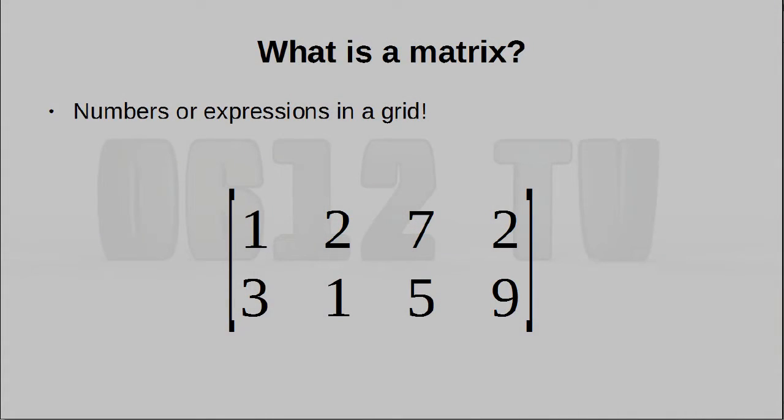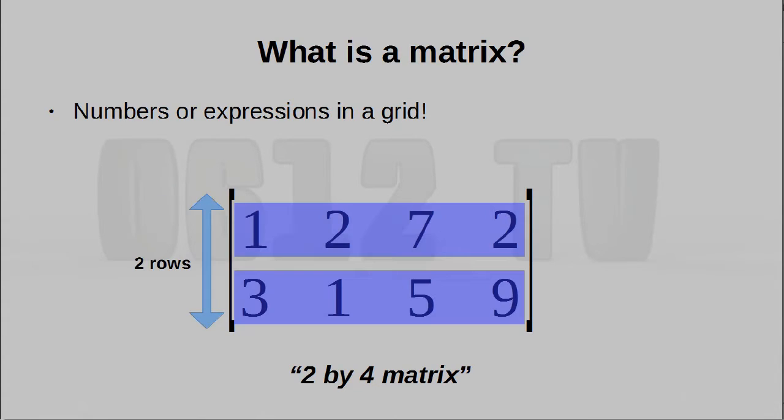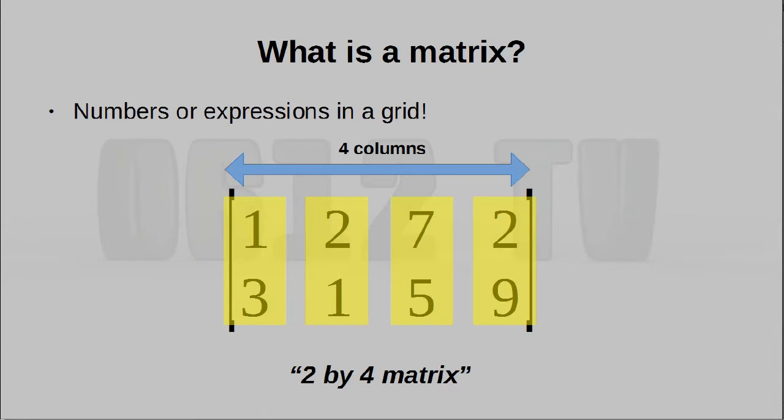So let's start with the most fundamental question, and that is, what is a matrix? A matrix is simply a sequence of numbers held in a grid pattern. We can actually describe the size of a matrix by referring to its number of rows and its number of columns. For example, this particular matrix is a 2x4 matrix. We call it that because there are 2 rows and 4 columns. So yeah, it is a 2x4 matrix.